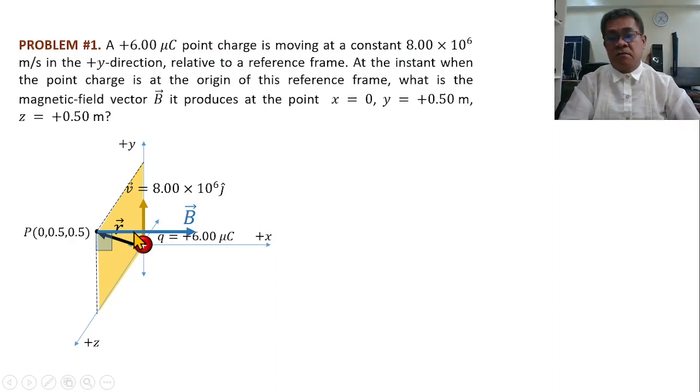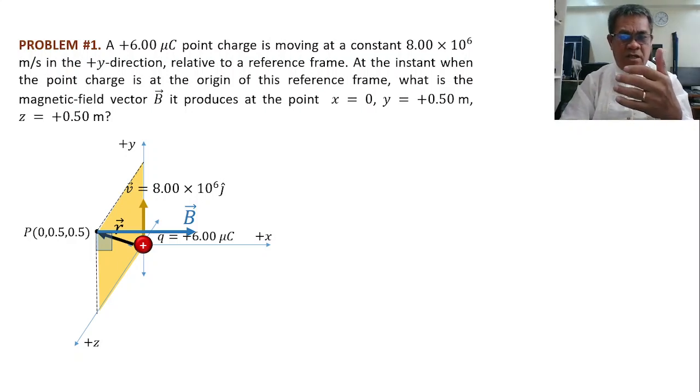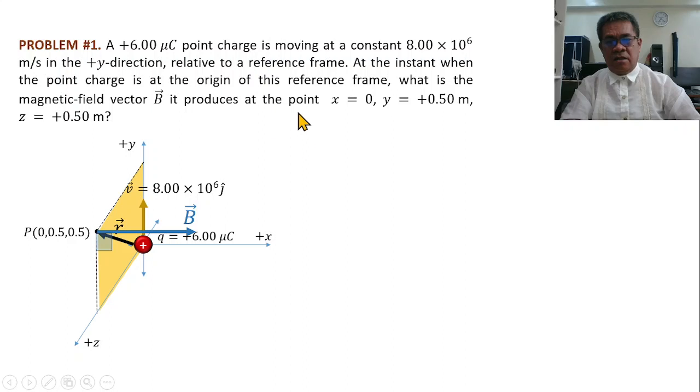So we already have the idea, using the right hand rule, that this magnetic field is directed towards x. Now the question is, does it agree with the theory using the formula? Let's find out. So our task now is to calculate the magnetic field vector.